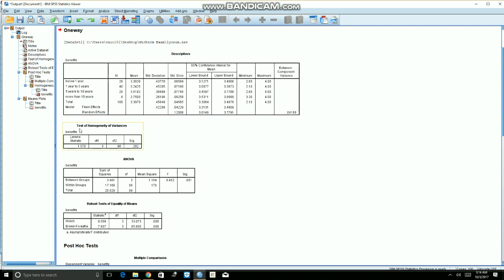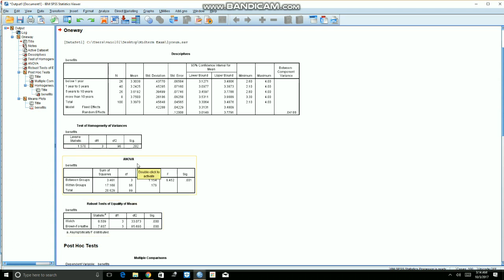Now we'll see the test of homogeneity of variances. The level of significance should be more than 0.05, and in this test we have a significance of 0.202. Therefore, we are not violating the homogeneity of variances. If the level of significance is less than 0.05, we have to check the robust tests of equality of means.